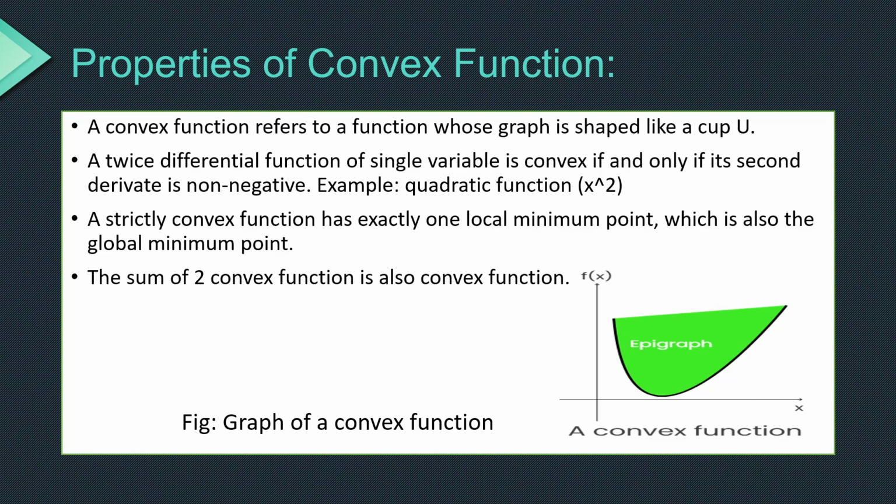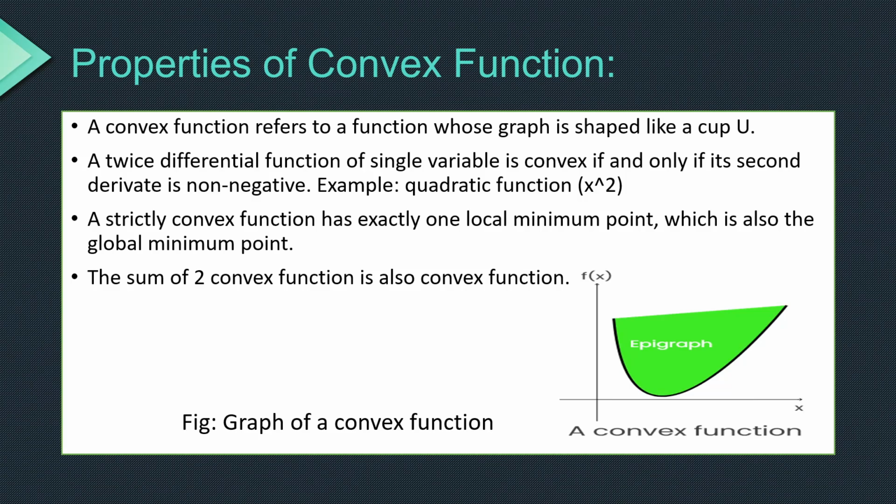Here are some of the properties of the convex function. The first property is the shape of the convex function is U-shape. The second property is the second derivative of the function should be non-negative, such that f double dash of x should be greater than 0. For example, when we take y equal to x square, f dash of x equal to 2x. For f double dash of x, the derivative is 2. It is greater than 0, such that it is non-negative, so it is a convex function.